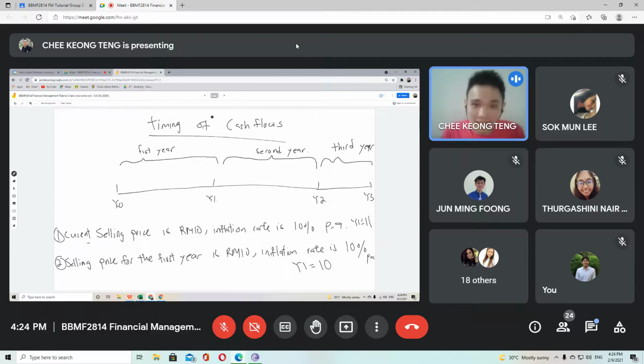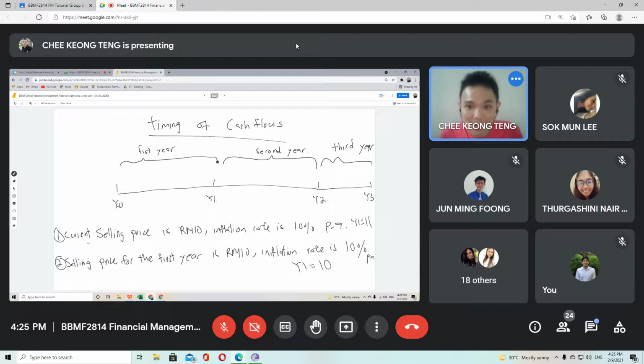Another thing I have explained before is the timing of cash flows. Usually this is the timeline, and we record all the cash flows, like year 0. When we write the table, year 0, year 1, year 2, year 3, you need to understand that from year 0 to year 1 is the first year, while year 1 to year 2 is the second year. Very clear, because year 0 is the beginning of the project, usually right now, and year 1 means the end of the first year.